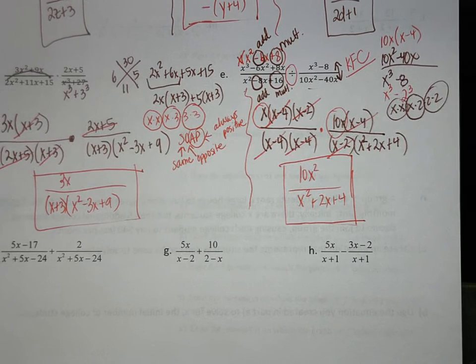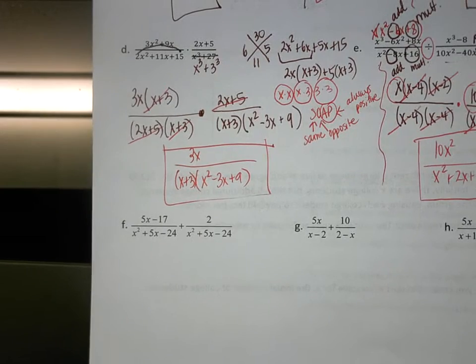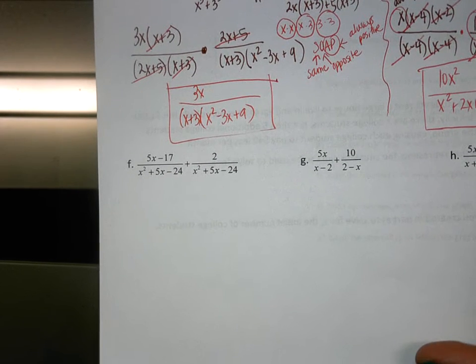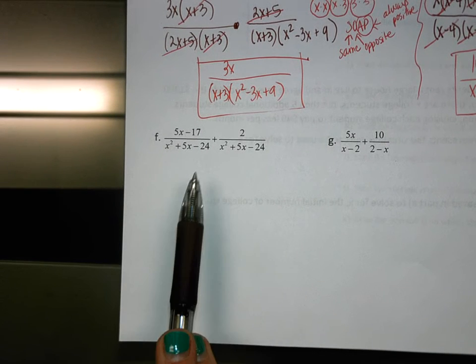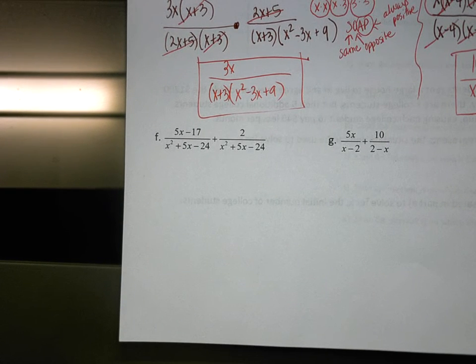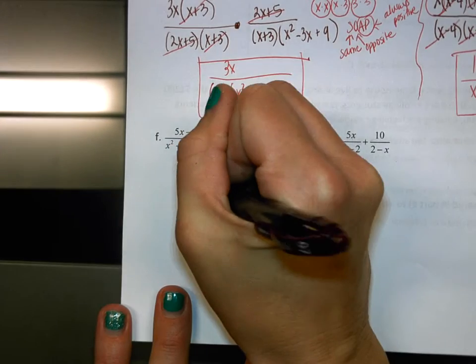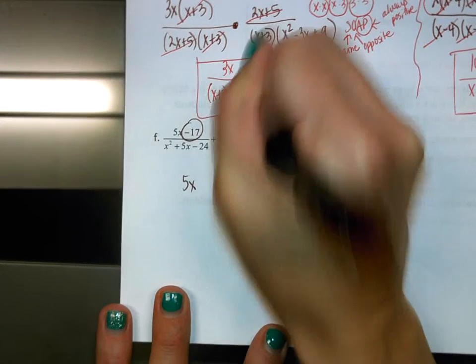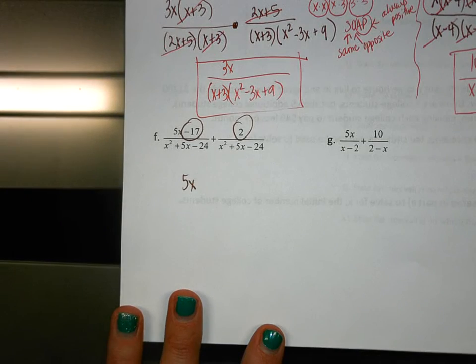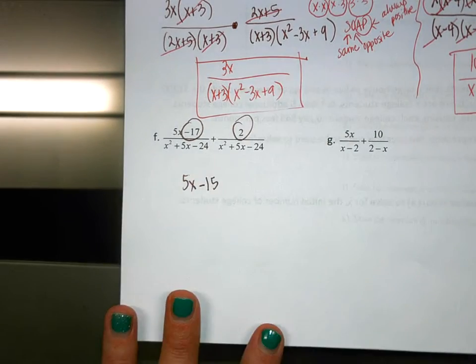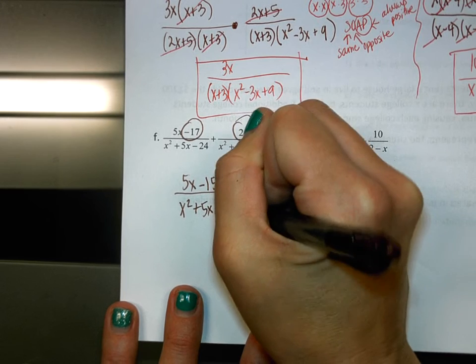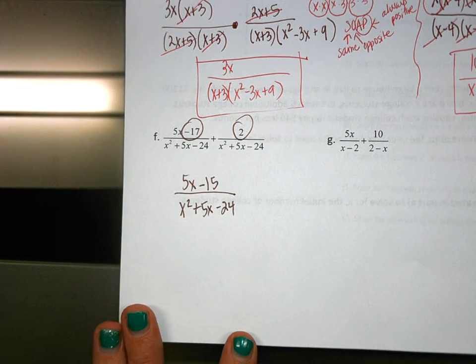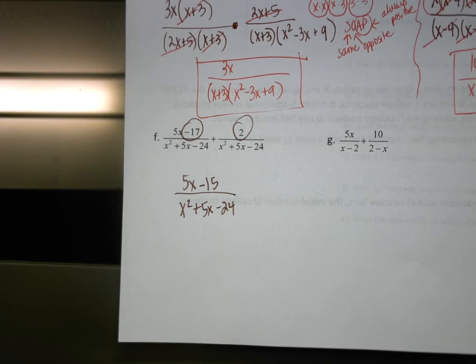Okay, so now we're moving on to adding and subtracting. And so in order to add fractions, you need to have what? Common denominators. Are these denominators the same? Yes. So we can go ahead and combine things together. Okay? And so we're going to start with, we just have our 5x, and then negative 17 and a positive 2, what does that make? Negative 15. Okay? And then this is over our denominator, which is x squared plus 5x minus 24. So far, so good?